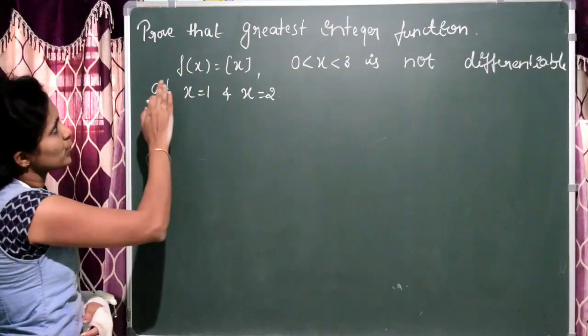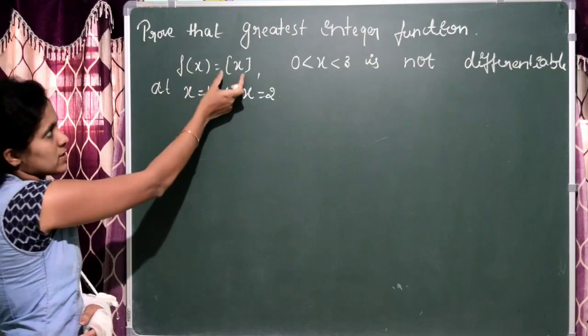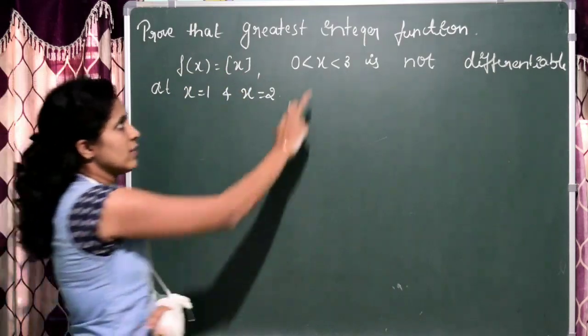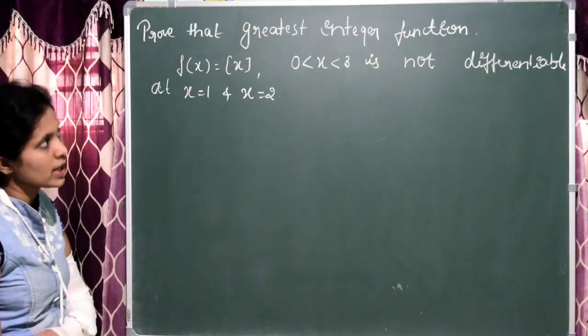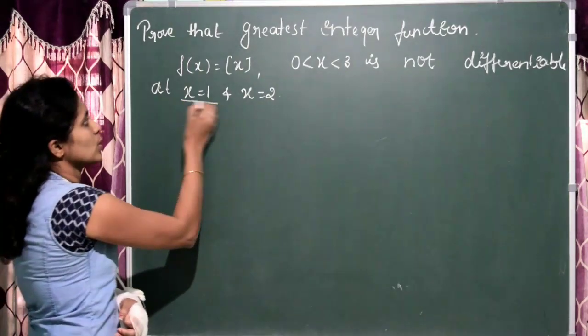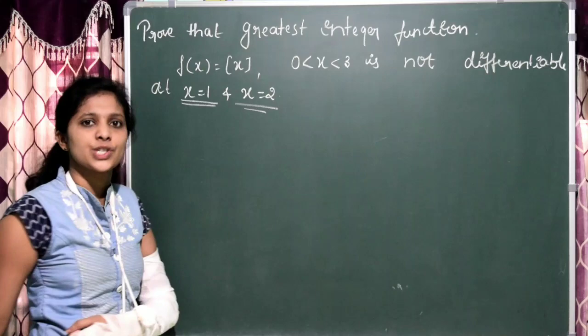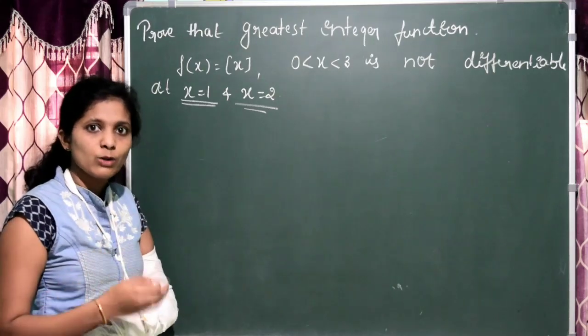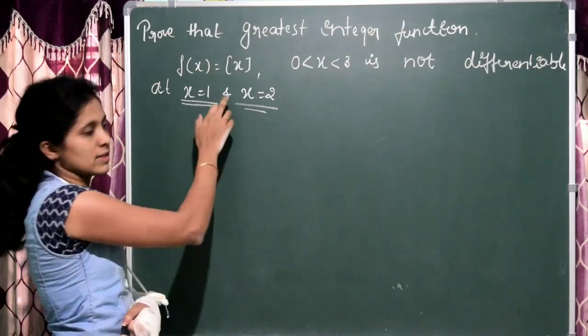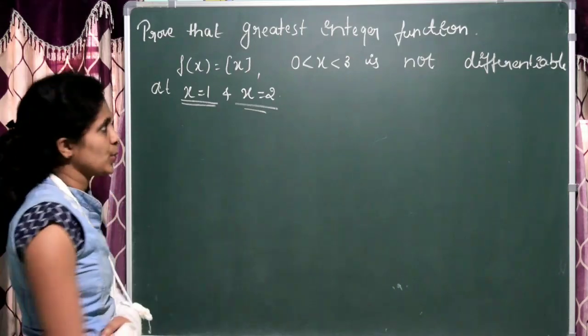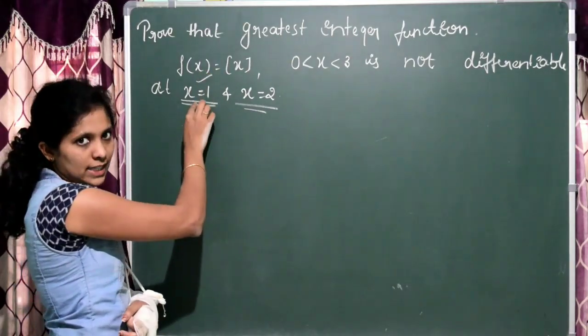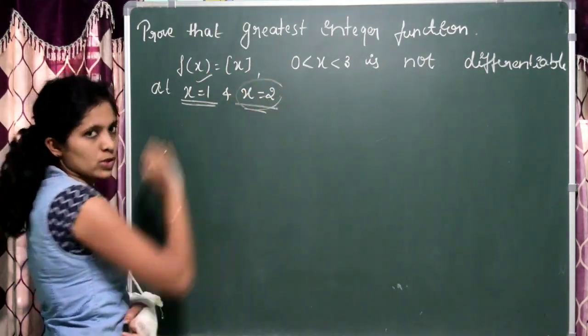See the next problem. Prove that the greatest integer function f of x is equal to greatest integer x, where the value of x is between 0 to 3, is not differentiable at x is equal to 1 and x is equal to 2. You know that greatest integer function is not continuous, but now you have to prove that it is not differentiable at x equal to 1 and x equal to 2. I'll prove this one x equal to 1. I'll explain this one. x is equal to 2, you have to solve. Okay.